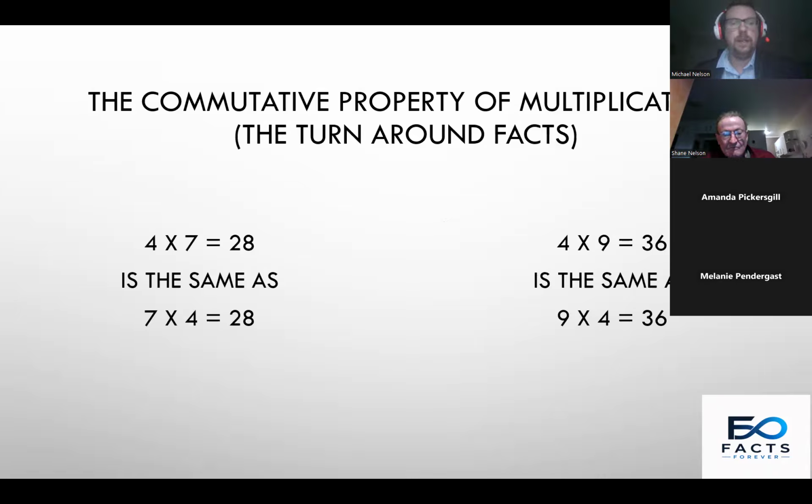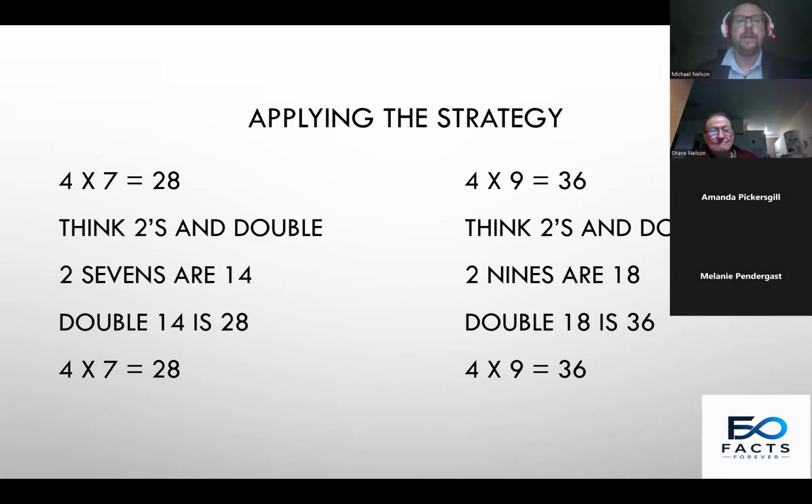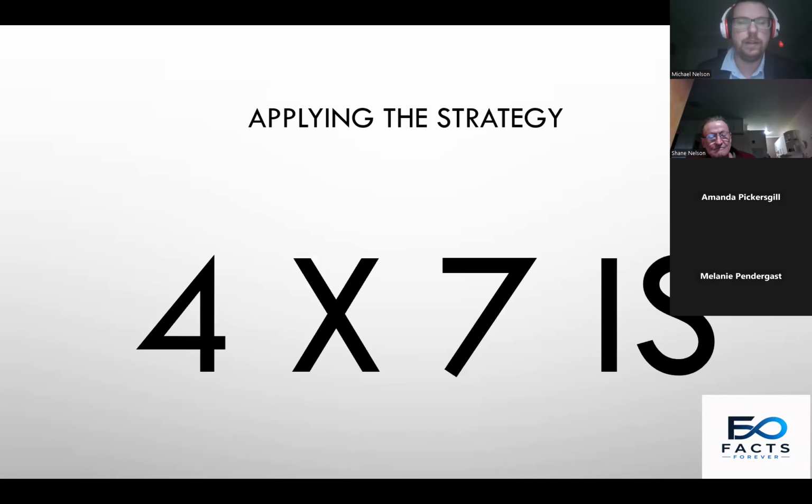The commutative property shows them that if we're learning four sevens, we're also learning seven fours, four nines, and nine fours. It steps them through the strategy. This is that sort of I do. Four sevens, think twos and double. Two sevens are 14, double 14 is 28. Same for the four nines.